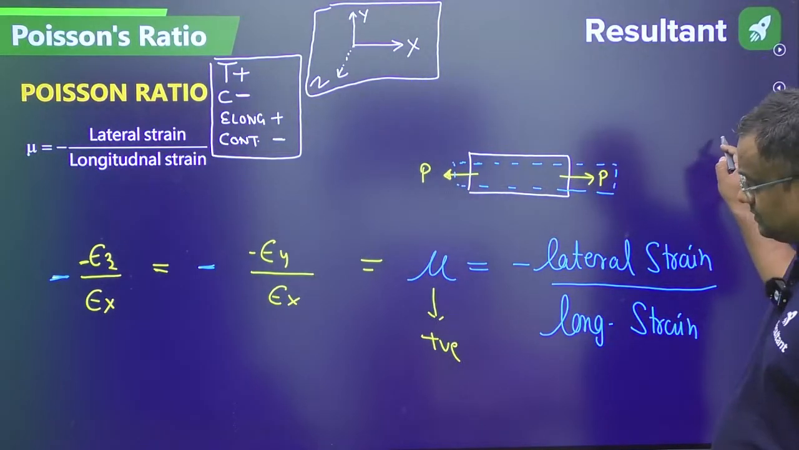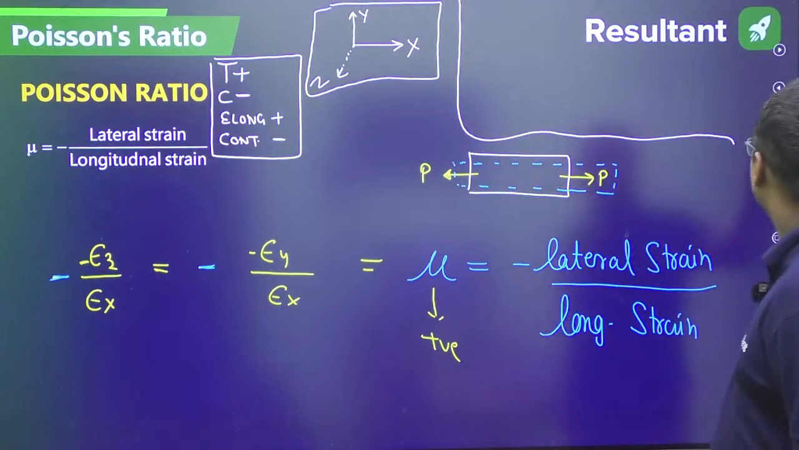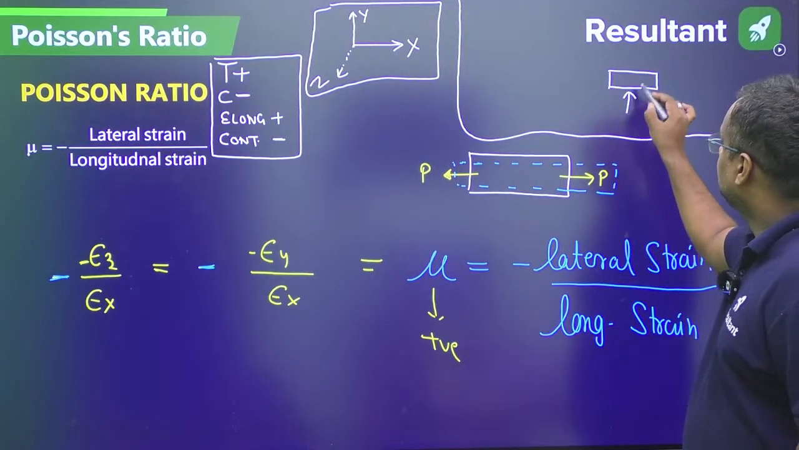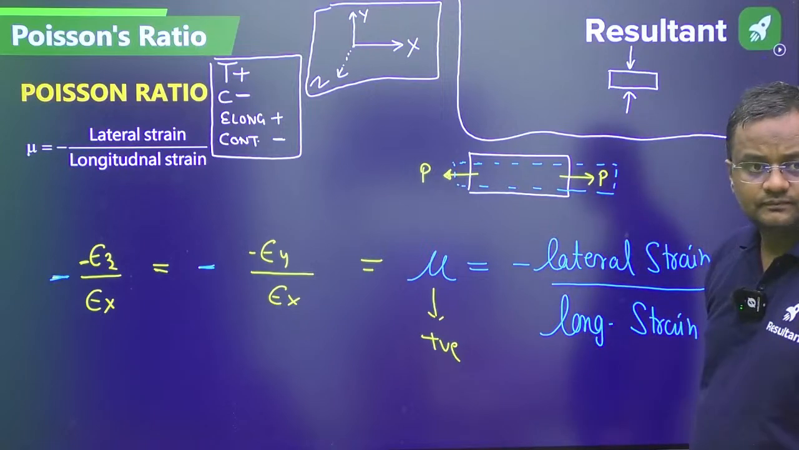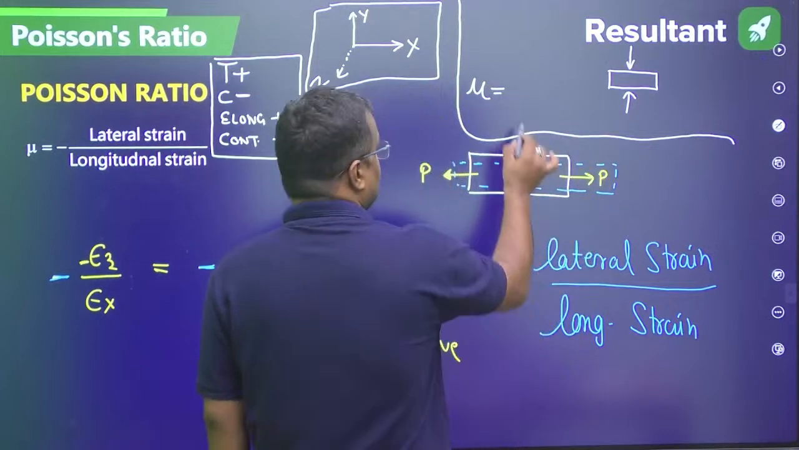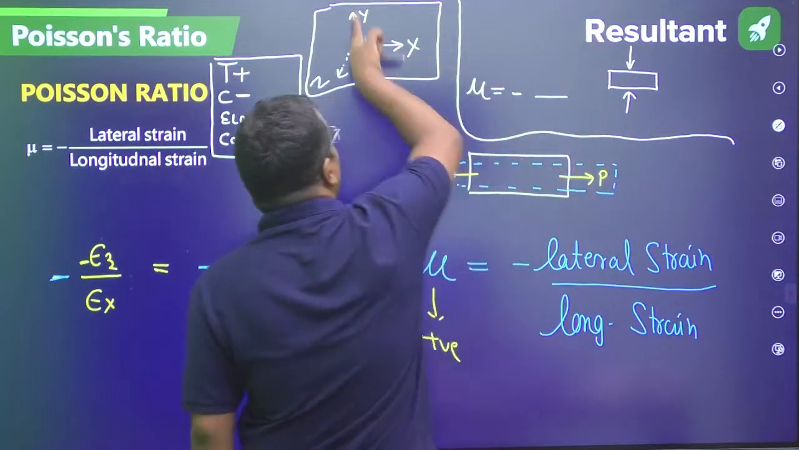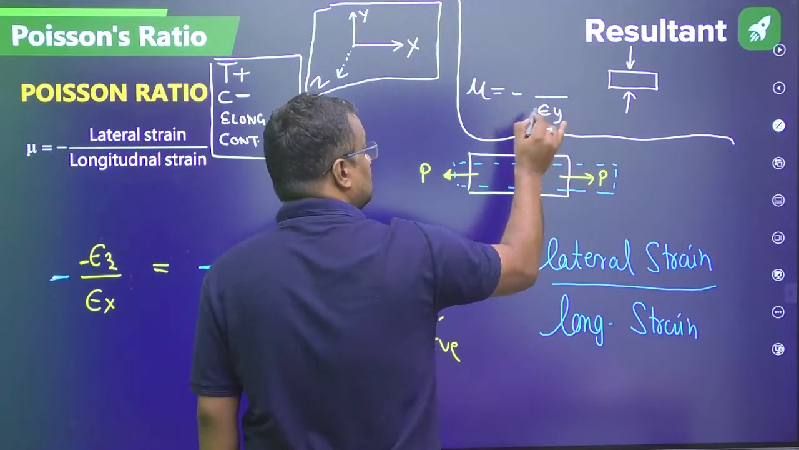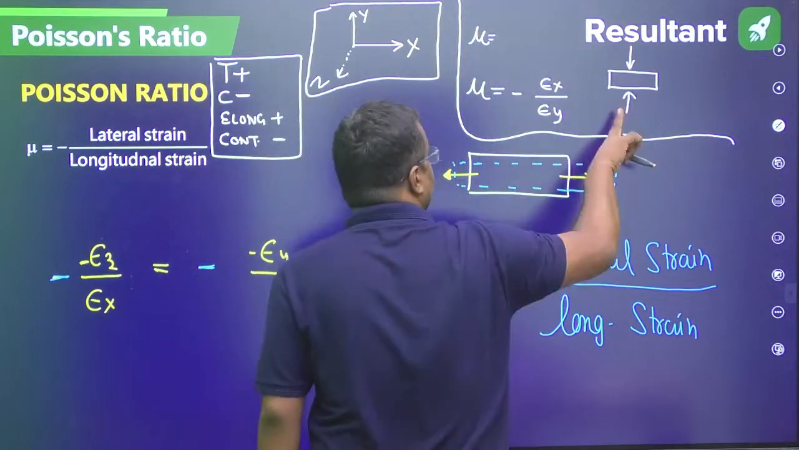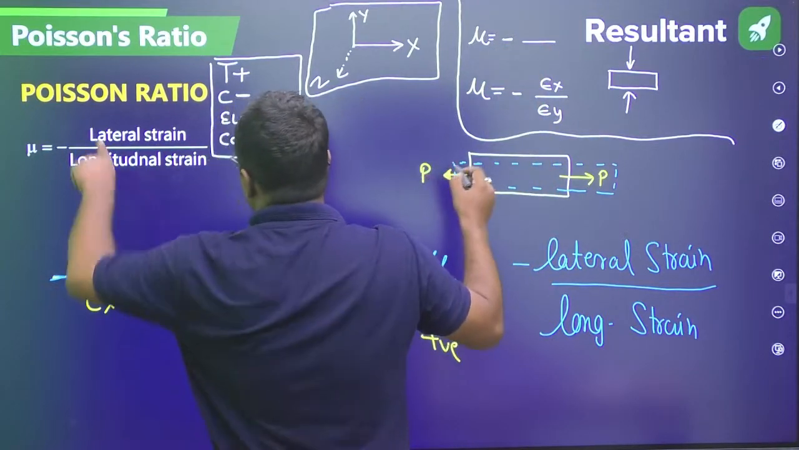Now suppose I am doing something here. Suppose this is a body, and this is the force acting. So here mu is equal to minus of lateral strain by longitudinal strain, so the minus is in the formula. So here what is the longitudinal strain? The y direction, where the force is acting, that is the longitudinal direction, and x will be lateral. So mu is equal to minus of lateral by longitudinal, and the minus is of the formula.